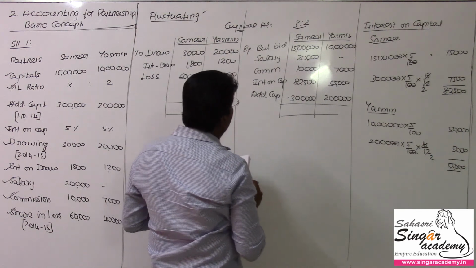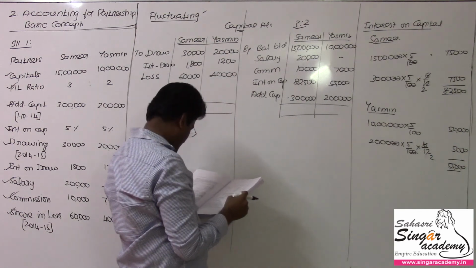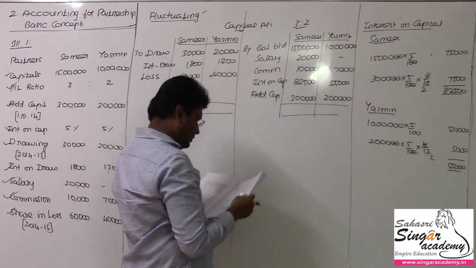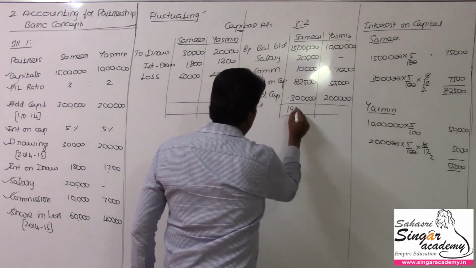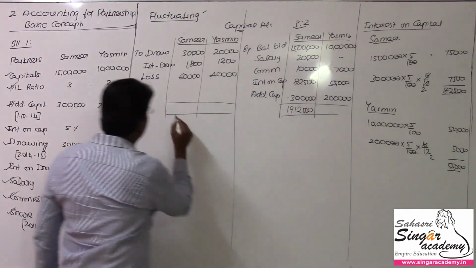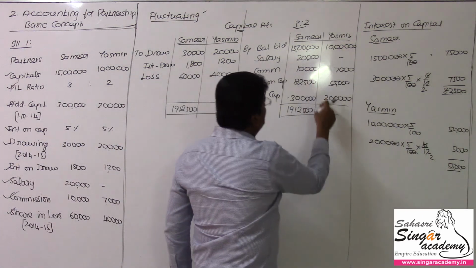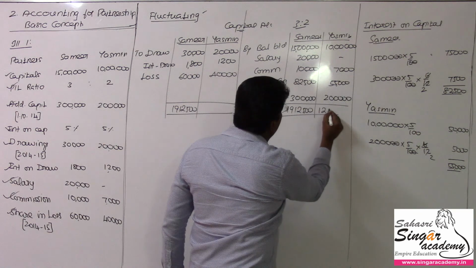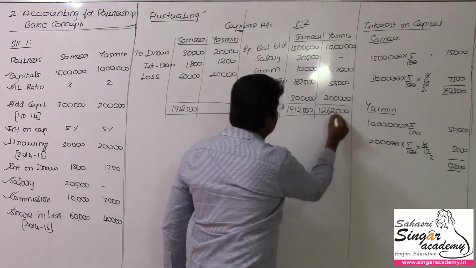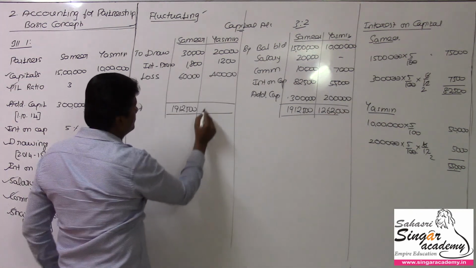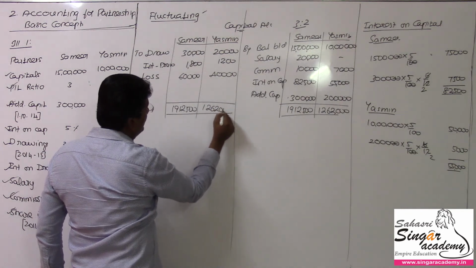lakhs 12,500 will be the answer. Okay, so 19 lakhs 12,500 is the final answer. For Yasmin, 10 plus 2, 12 lakhs 62,000 rupees is the final answer. Yeah, correct. So 12 lakhs 62,000 is the final answer.